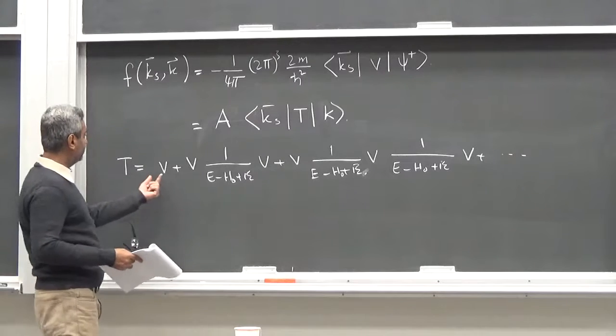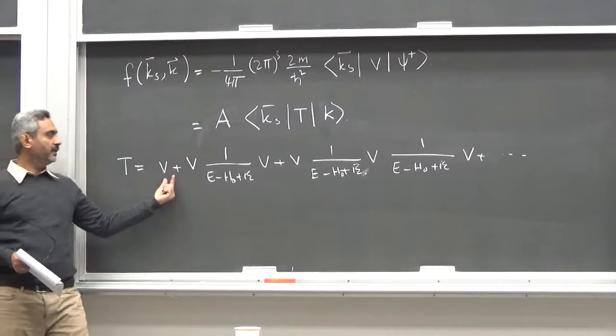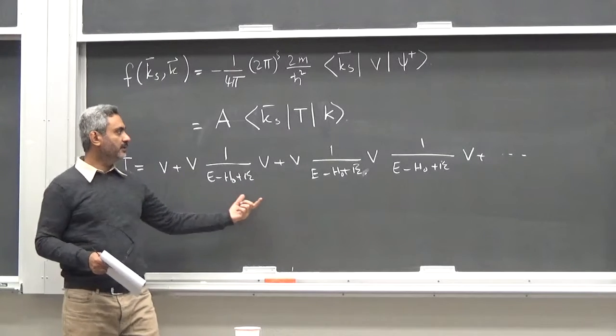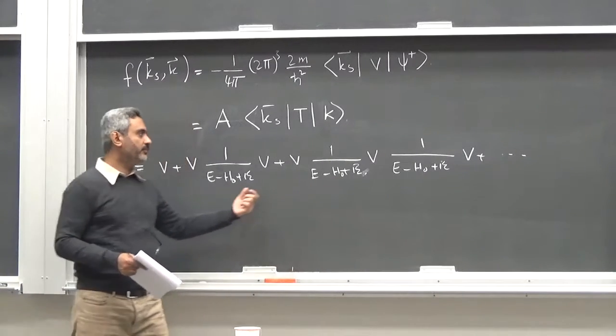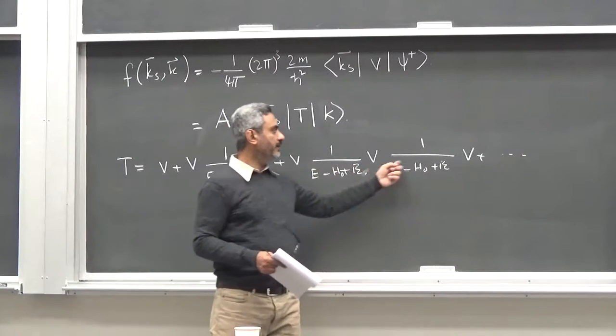And now you can recognize that this is the first order approximation. This is the second order. This is the third order. And the order means the number of times this V appears in there.